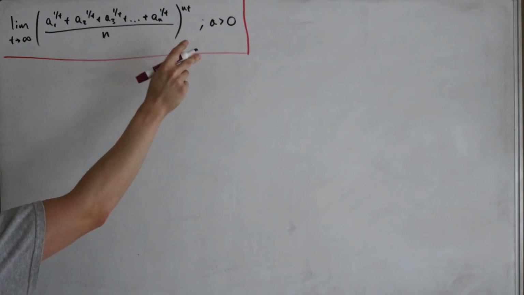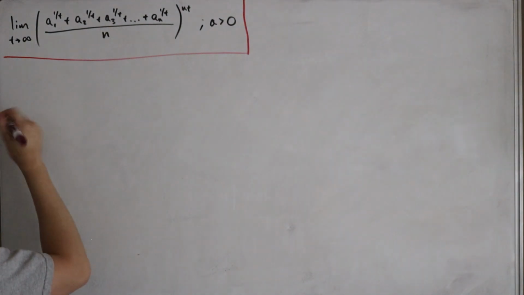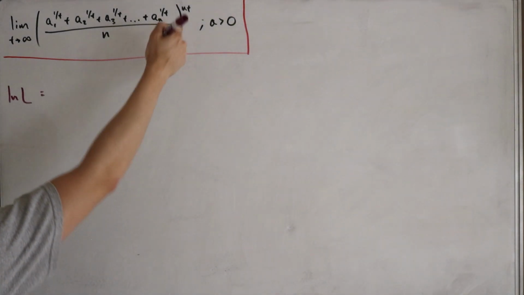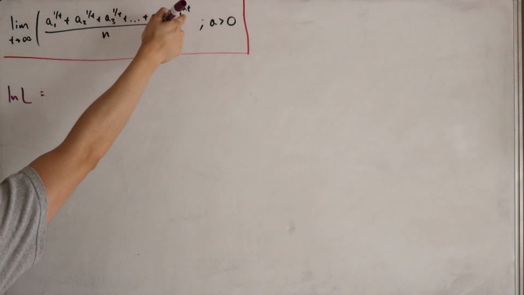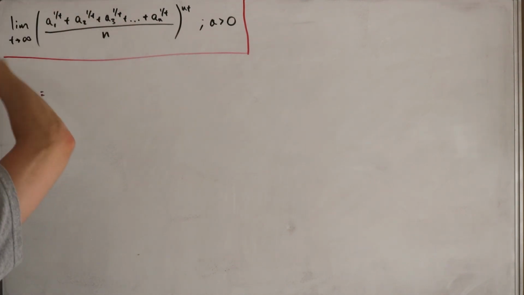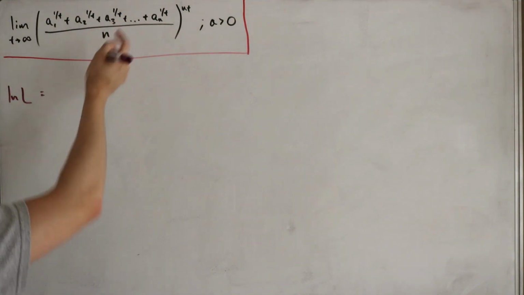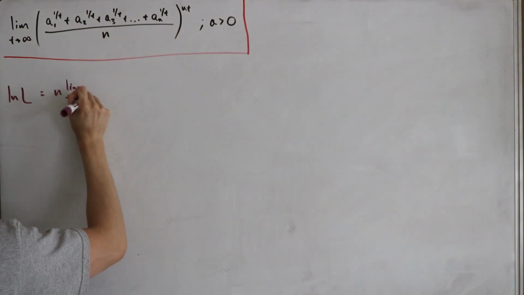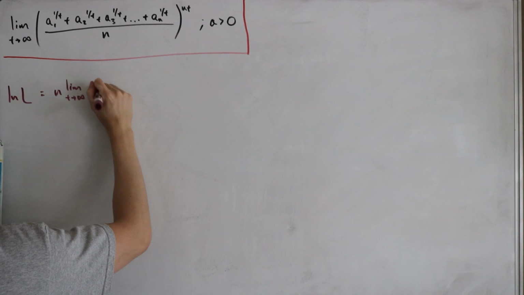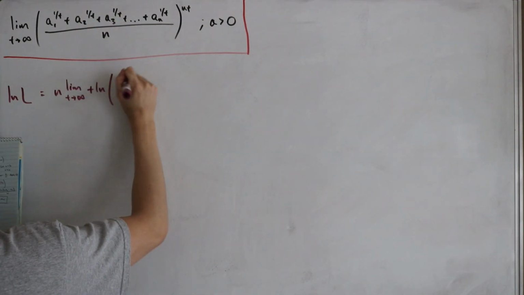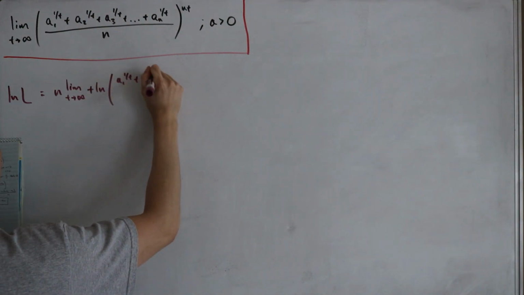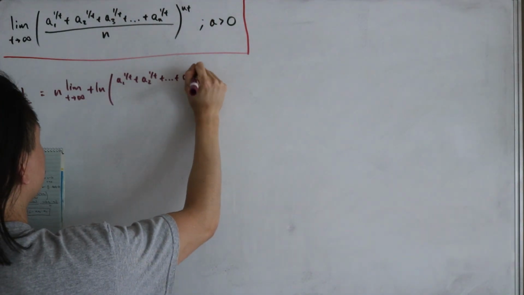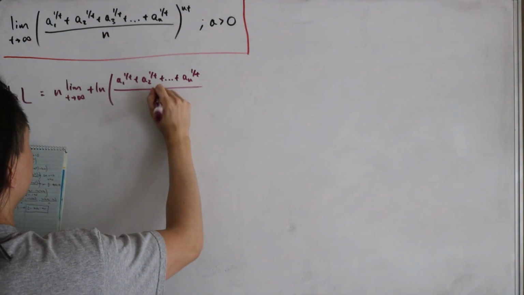I'll call this capital L, assuming that the limit exists. And with that the case, let's take the natural log of both sides. So the natural log of L is then going to be equal to, first thing is that if I take the natural log, the n and t go outside, but also the n goes outside of the limit symbol since it doesn't affect anything with what's being taken the limit of. So I have n times the limit as t approaches infinity of t multiplied by the natural log of everything here: a sub 1 to the power 1 over t plus a sub 2 to the power 1 over t, all the way on to a sub n to the power 1 over t, and then all this being divided by n.